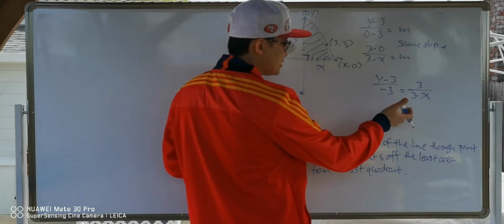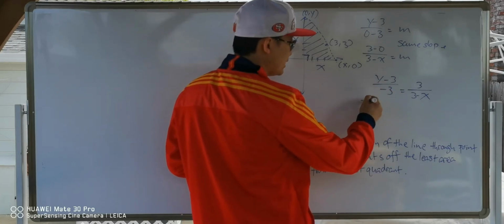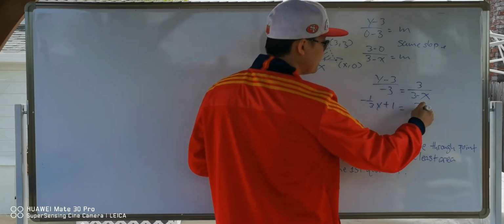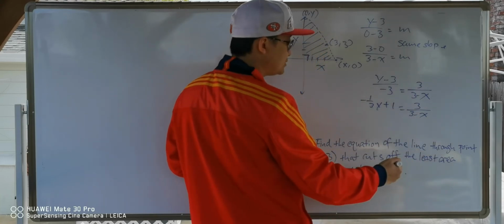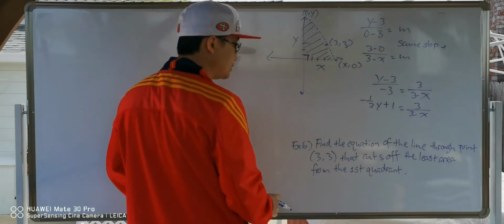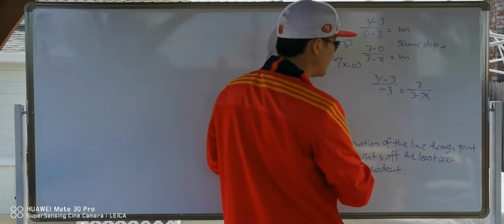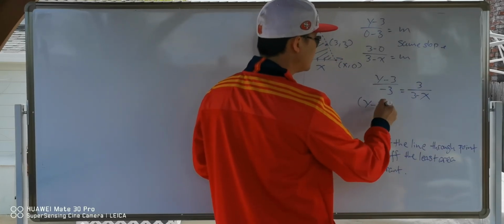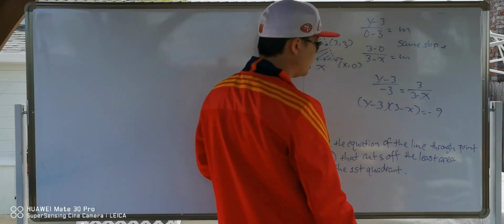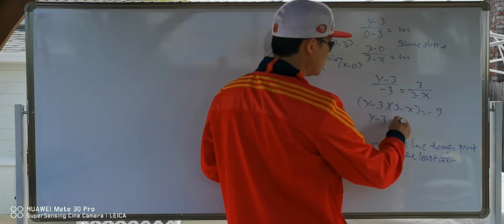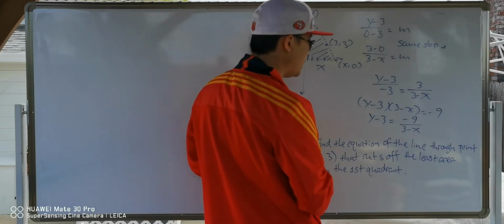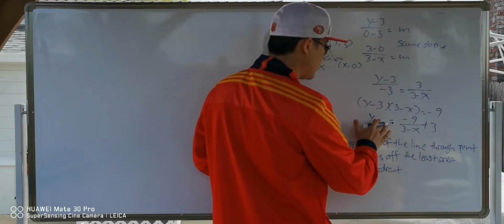So we try to solve for y by itself. So we do have negative 1/3 y, negative 3 over negative 3, then that would be positive 1. So we try to solve for y, so we subtract 1 both sides. Well, another thing that I can do, you can always cross multiply, it's easier. So let's just cross multiply this. So we do have y minus 3 times the quantity of 3 minus x. So that equals negative 9. Again, we try to solve for y by itself. So y minus 3 equals negative 9 over 3 minus x. And then add 3 both sides. Okay, so that would be the auxiliary equation.